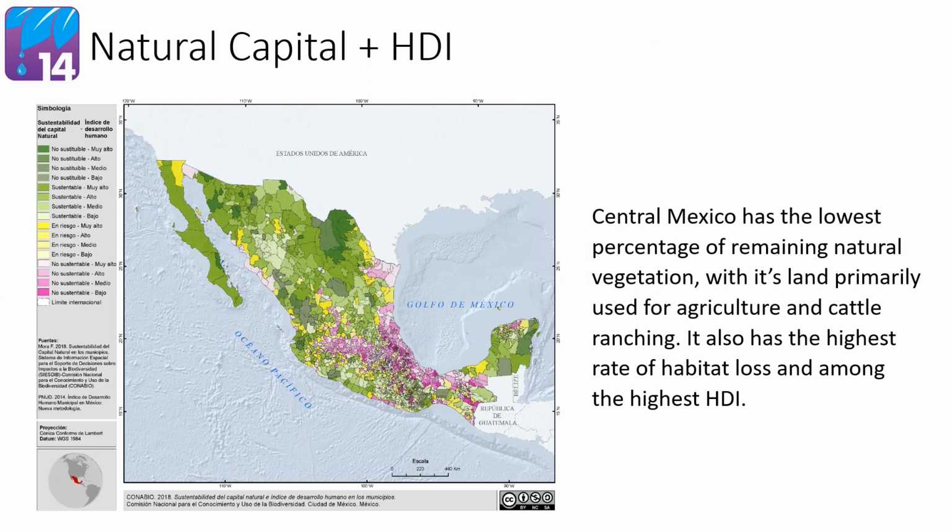And here is the overlapping between the Natural Capital Index and the HDI. And this map shows us that central Mexico has the lowest percentage of remaining natural vegetation. It also has the highest rate of habitat loss, and it also has the highest level of HDI. Central Mexico is the region painted in pink colors. Next slide, please.